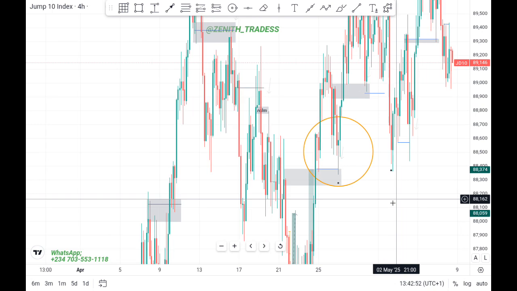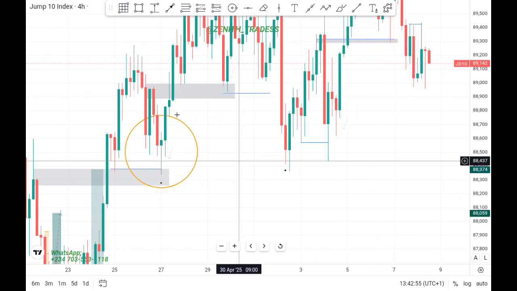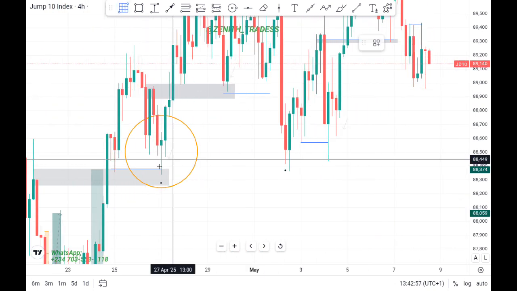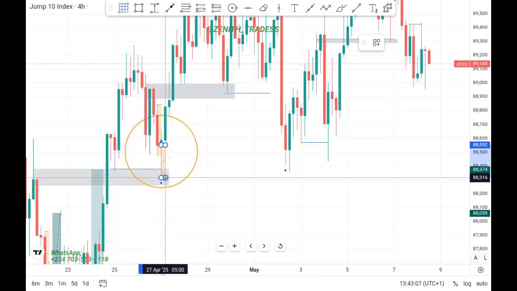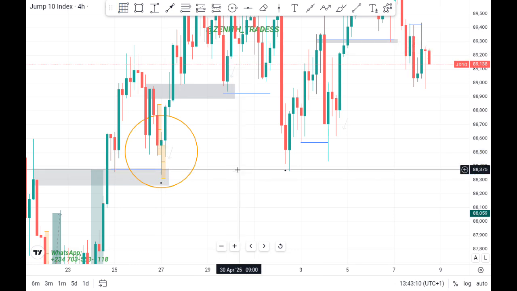Give us a clean CRT formation here. So where is the candle range? This is the candle range. You draw the candle range like this to the top of the candle. Then the one that sweeps the range, you are only interested in the wick. If you have not watched the CRT video, go and watch it again. So I've drawn the candle range now.